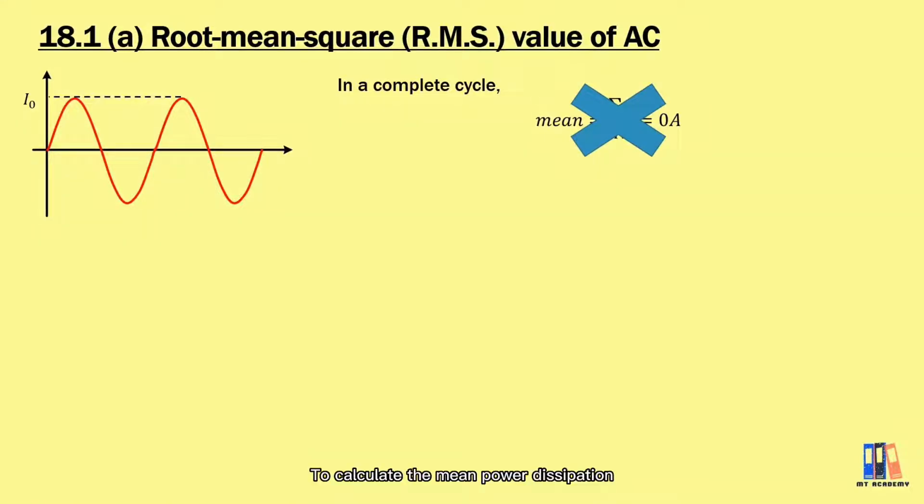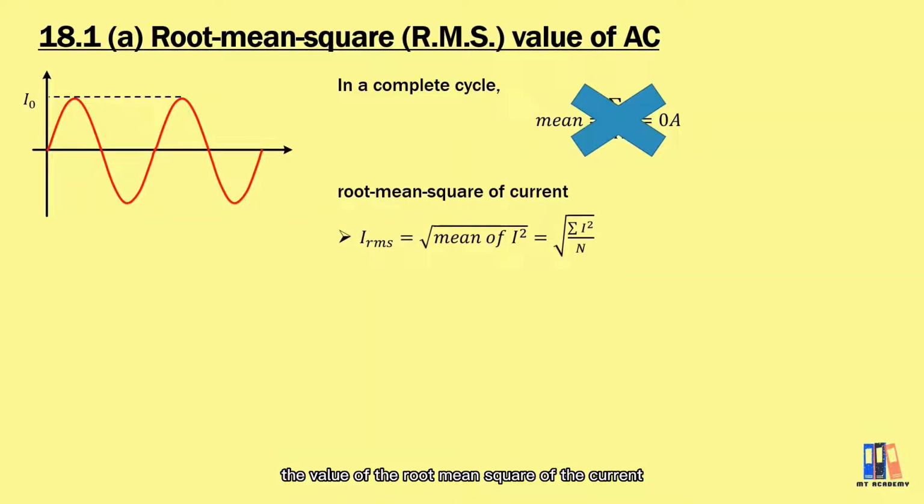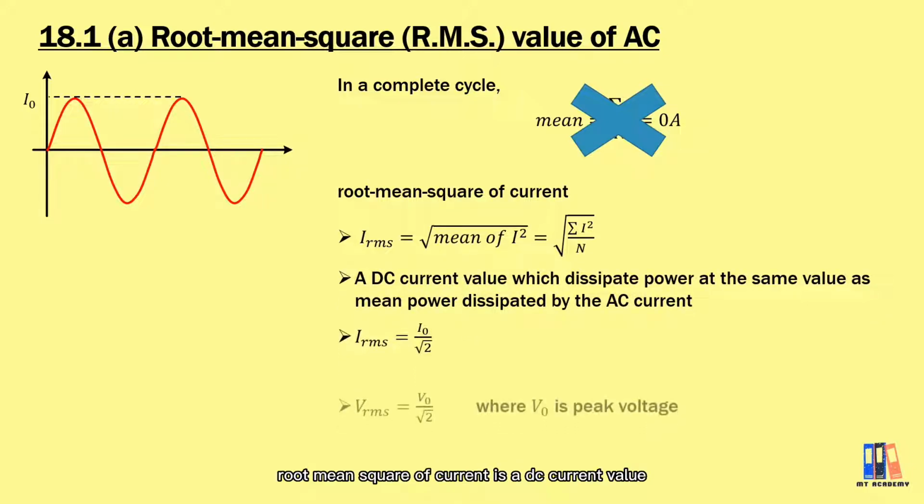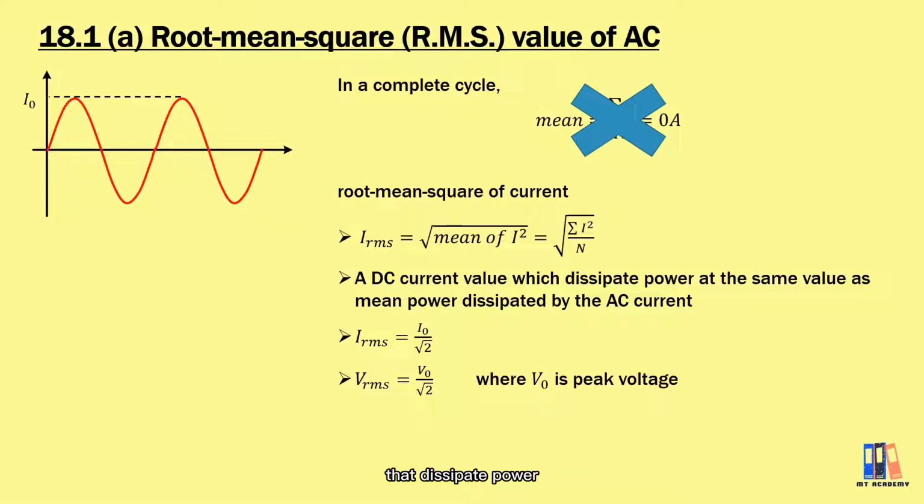So to calculate the mean power dissipation, we are going to use the value of the root mean square of the current. The formula of the root mean square is given as the square root of the mean of I square, or the square root of the total I square divided by the number of samples. But the formula is not important. You just need to understand that root mean square of current is a DC current value that dissipates power at the same value as the mean power dissipated by the AC current.